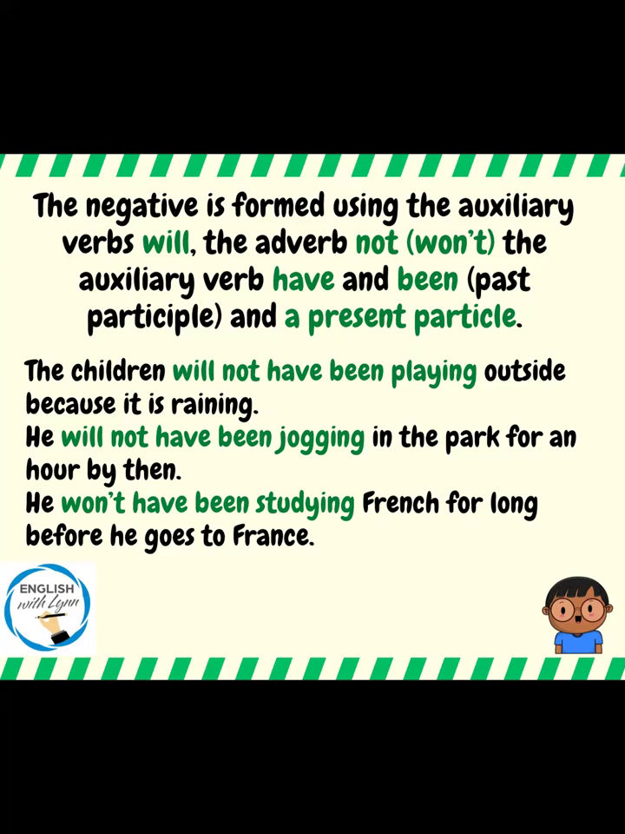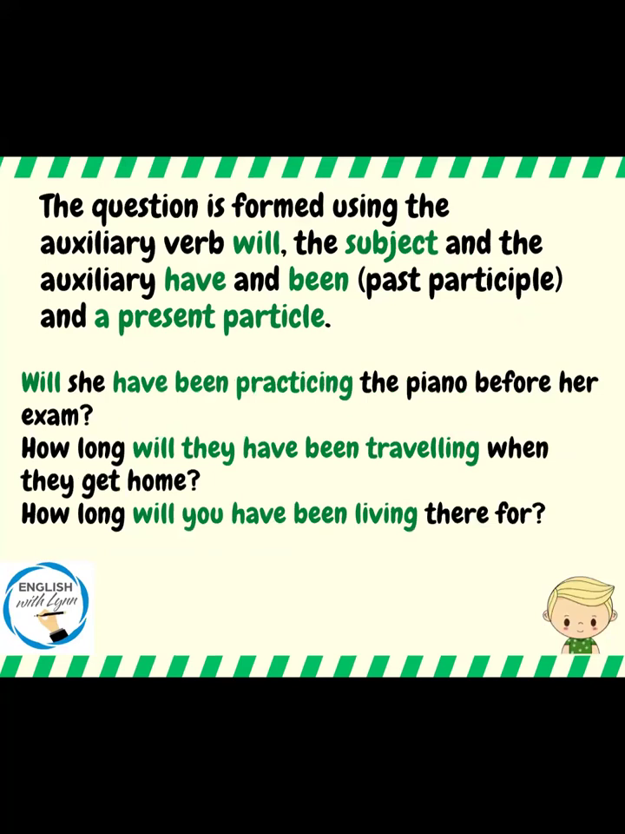So the point in the future, they're not doing the playing because of the weather. He will not have been jogging, or he won't have been jogging in the park for an hour. And then we've used a contraction in the final sentence. They won't have been studying French for long before he goes to France. So it is again showing the duration of the action.